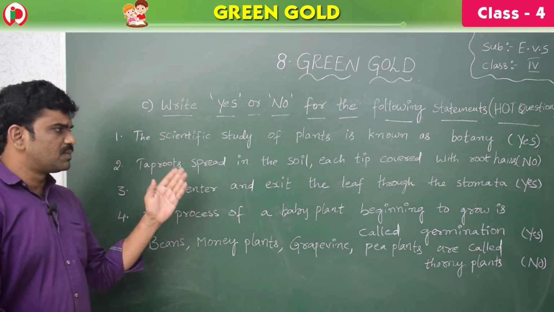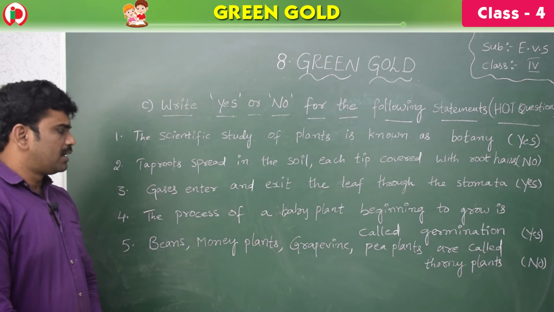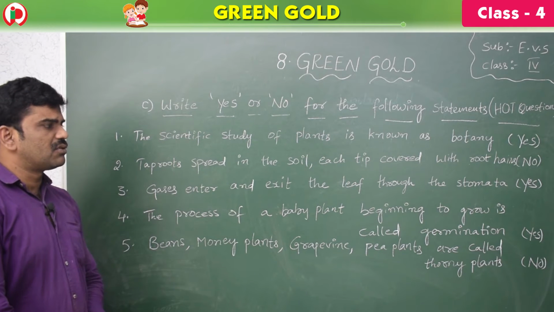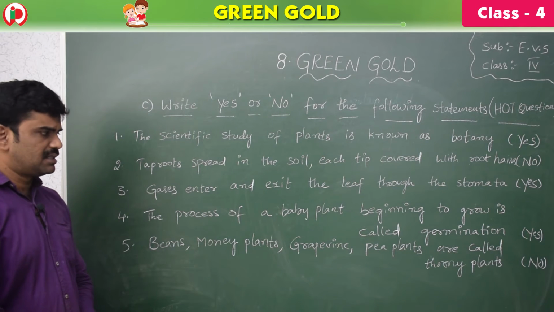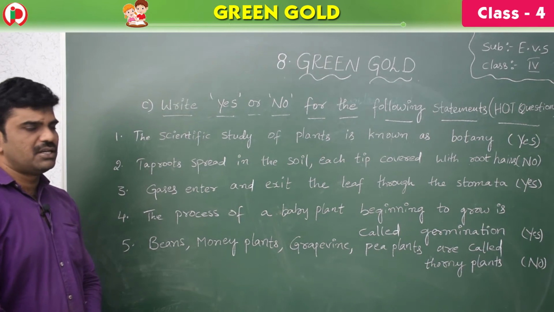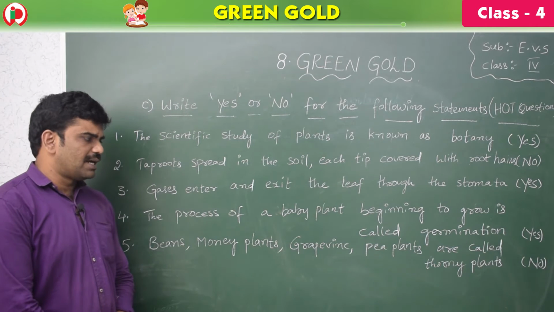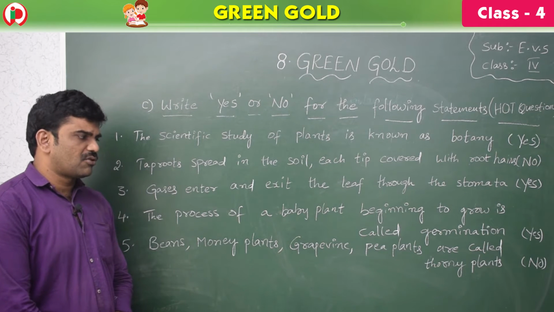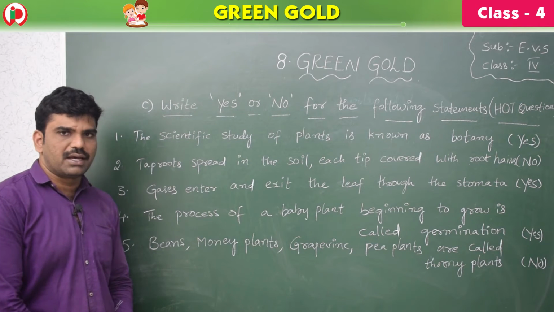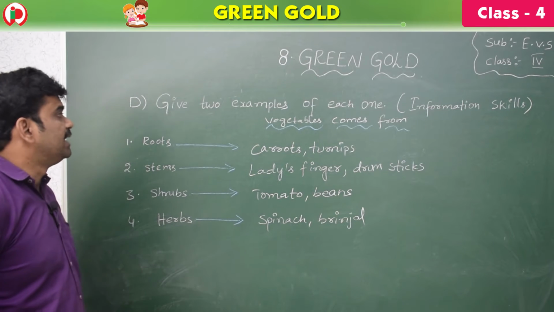Second one, tap roots spread in the soil, each strip covered with root hair. No. Gases enter and exit the leaf through the stomata. Yes or no? Yes. The process of a baby plant beginning to grow is called germination. Yes or no? Yes. Beans, money plants, grapevine, pea plants are called thorny plants. No.